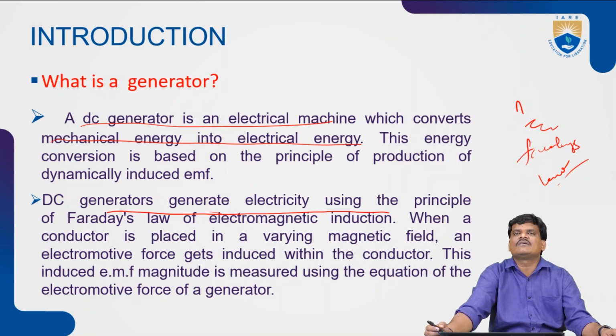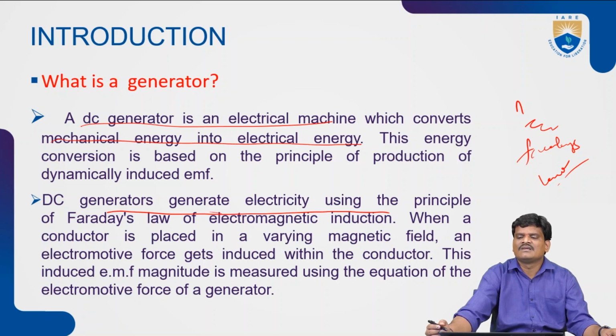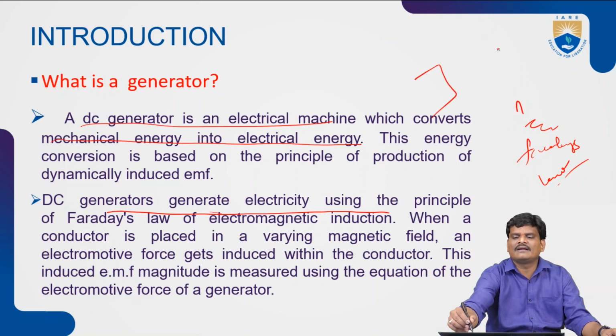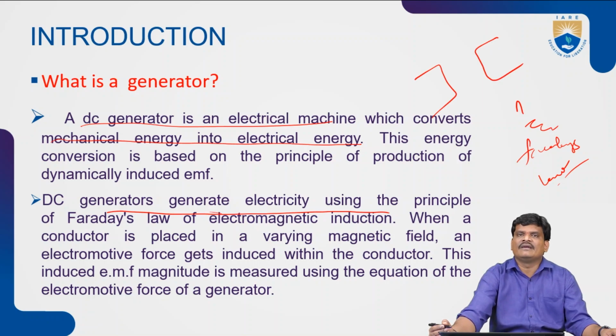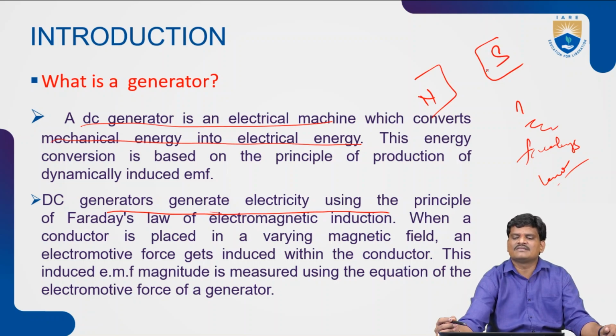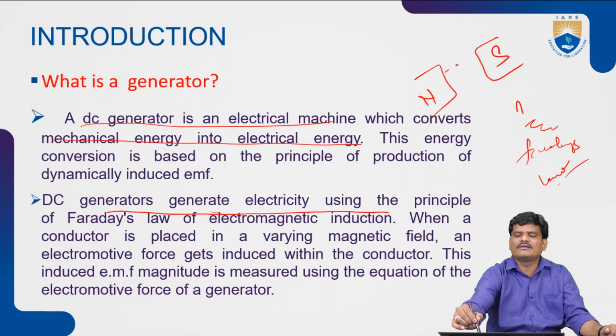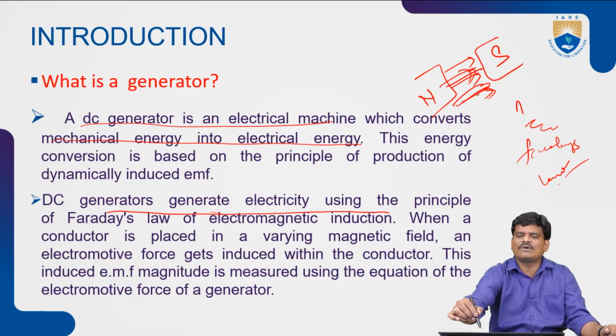Now coming to the statement of Faraday's law of electromagnetic induction. Whenever a current carrying conductor is placed in a varying magnetic field, an electromotive force gets induced within the conductor. So let me take a magnetic field. So this is my magnetic field where it consists of a north pole and south pole. According to the property of a magnet, always the flux lines will pass from north pole to south pole like this.